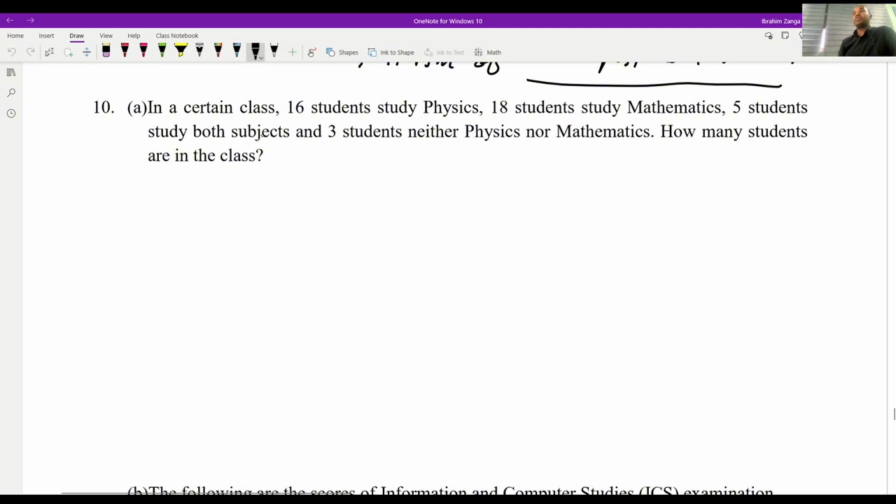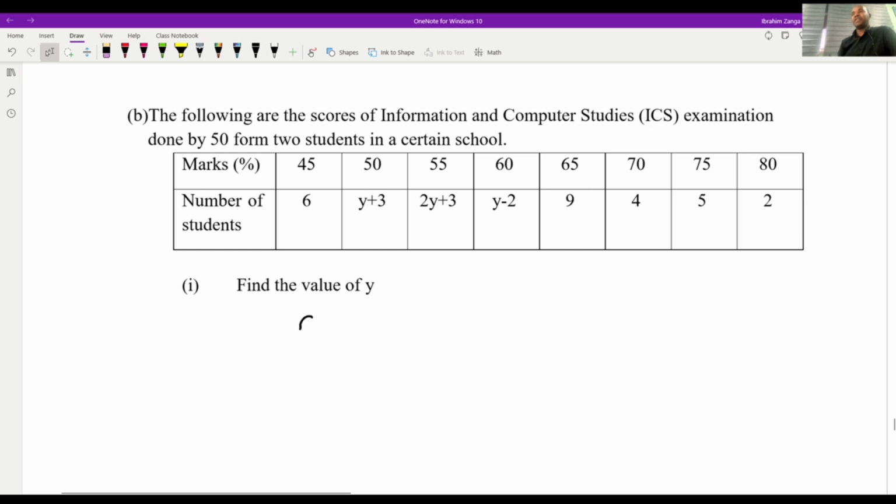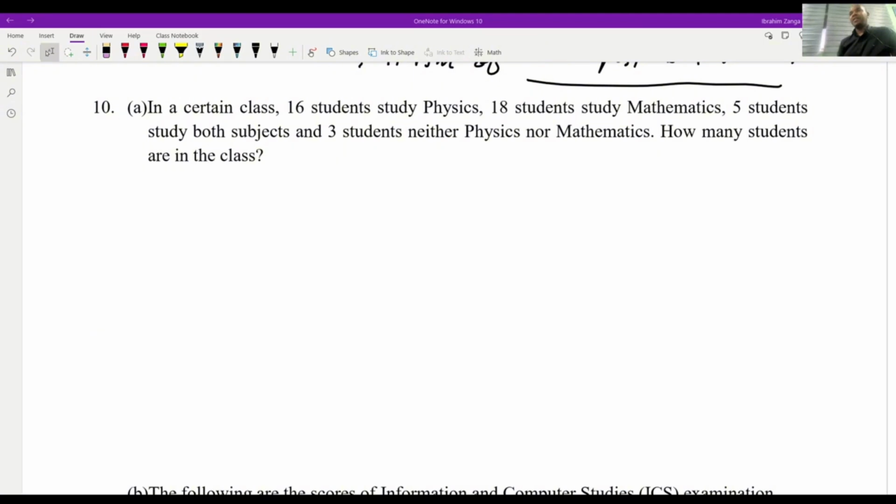10A ni swali ambalo linahusu topic ya set, wakati 10B ni topic ya statistics. Question number 10A: in a certain class, 16 students study physics, 18 students study mathematics, 5 students study both subjects, and 3 students study neither physics nor mathematics. How many students are in the class?